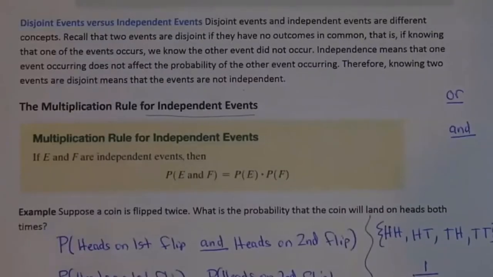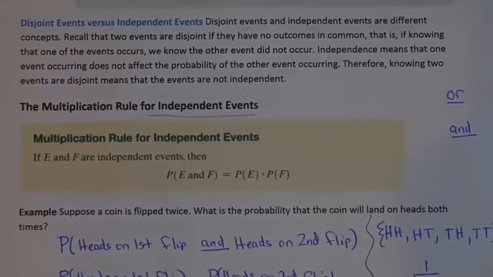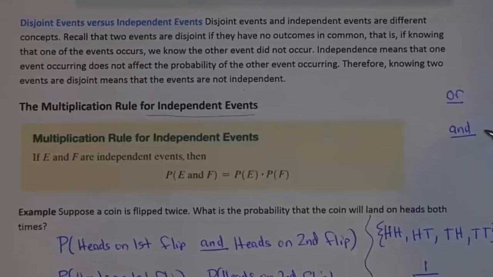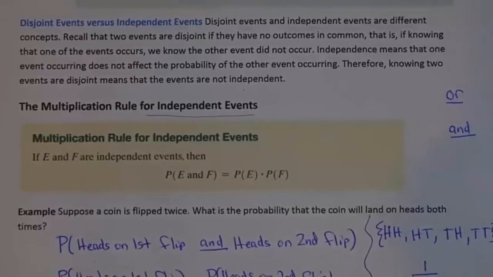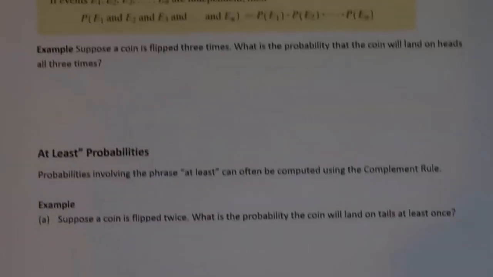So again, what I'm trying to give you are some takeaways of how do I know when I add, how do I know when I multiply, and when maybe I don't even do either. So again, if it's a single action with an or, you worry about the addition rule. If it's a multiple action with an and, you worry about the multiplication rule.